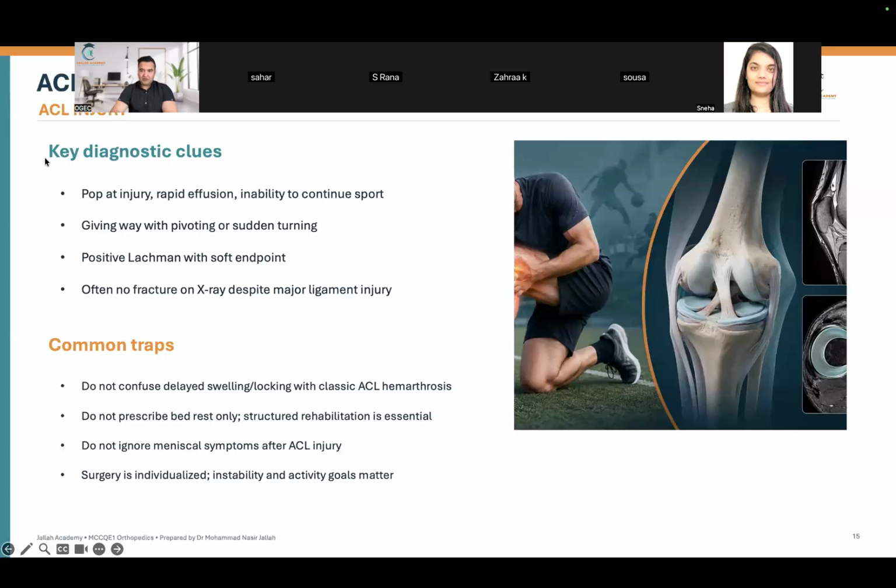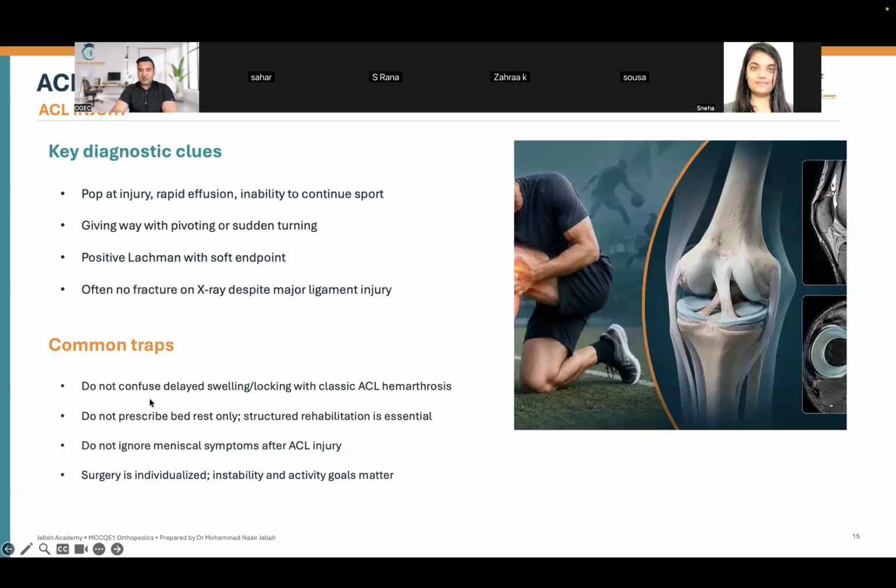happens after sport, but it can happen in a motor vehicle accident. It can happen anywhere, but usually it happens in sport. Giving way with pivoting or sudden turning. Positive Lachman with a soft endpoint. Often no fracture on X-ray despite major ligament injury.